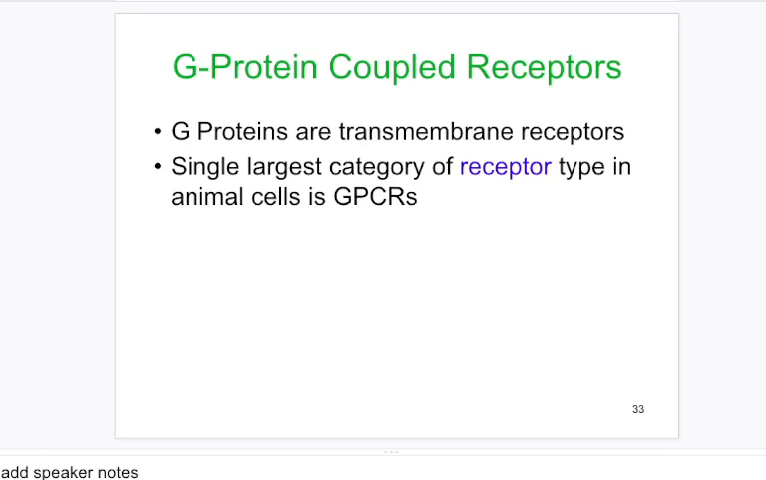We're going to continue our talk of protein receptor types today and complete the lecture. So our receptor type we're talking about today is G protein coupled receptors, also called GPCRs. G proteins are transmembrane receptors, which means their protein touches both the extracellular environment and the intracellular environment, which is outside of the cell and inside the cell. This is the single largest category of receptor types in animal cells.